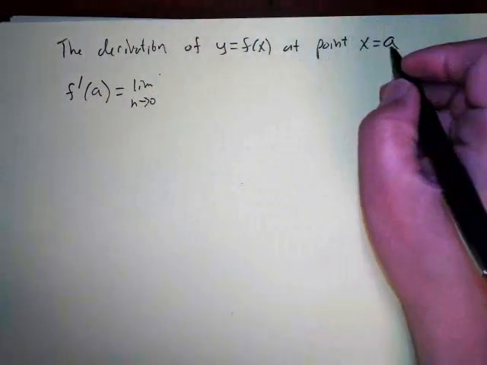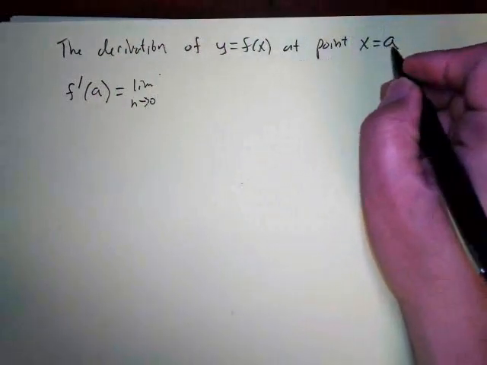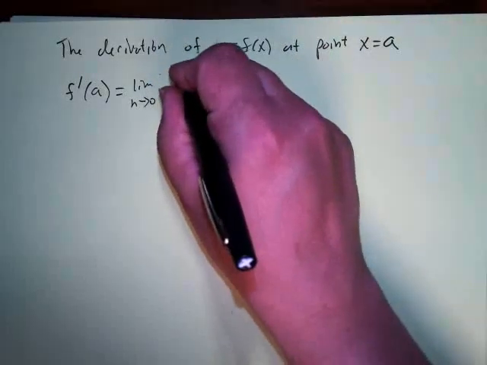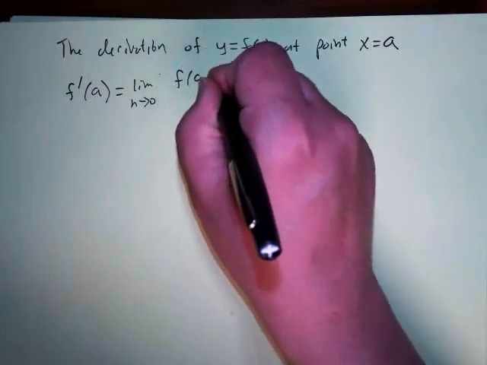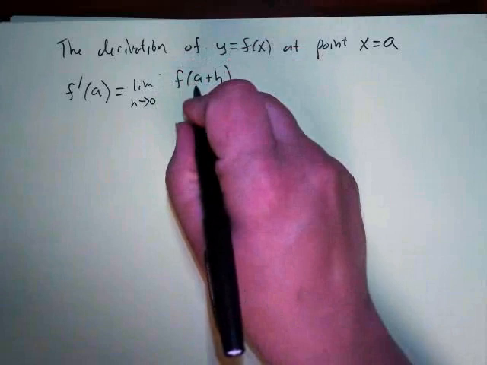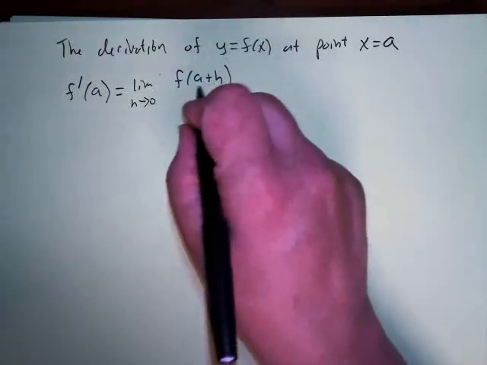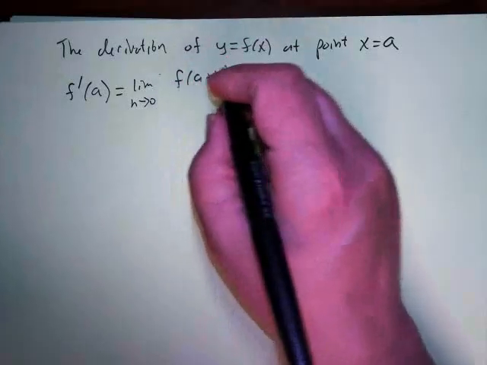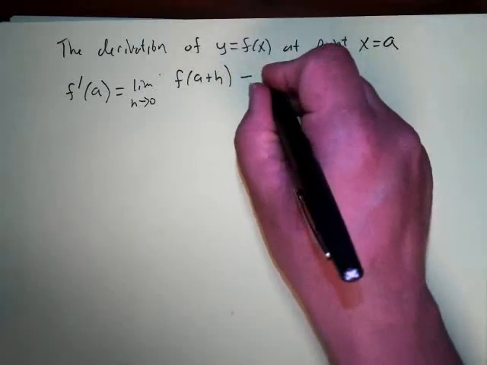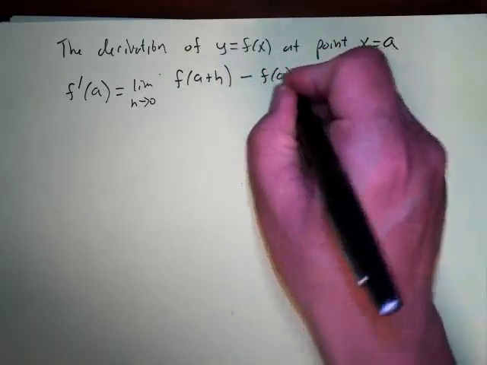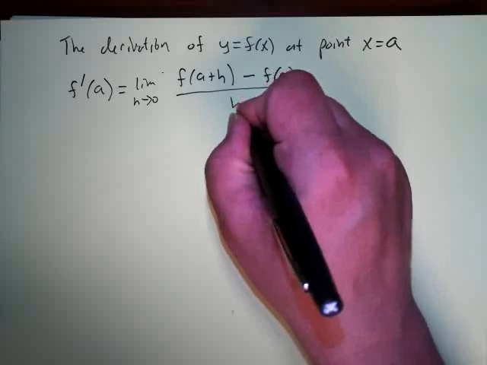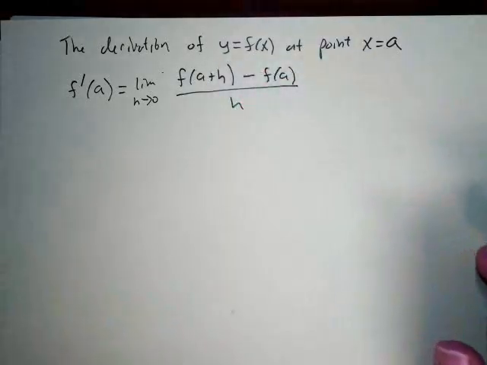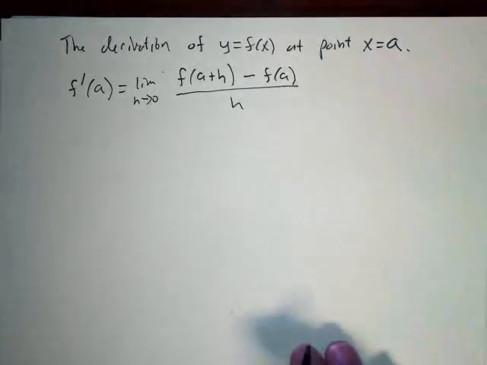And now what I'm going to do is plug in, instead of x plus h, a plus h, like this, because I'm not leaving my x open. It's not any x, it's at x equals a. And then instead of f of x, I'm going to have f of a, and then all of this over h. And so this is how they would define the derivative at a point.